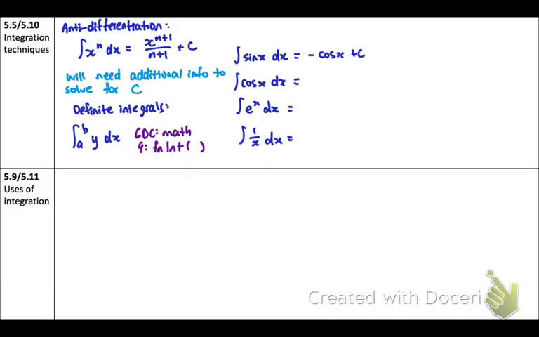First one is minus cosine x plus c. Antiderivative of cosine is sine. E to the x is just e to the x. And if I see 1 over x, this antiderivative is ln, absolute value of x. And of course, don't forget your constant of integration.